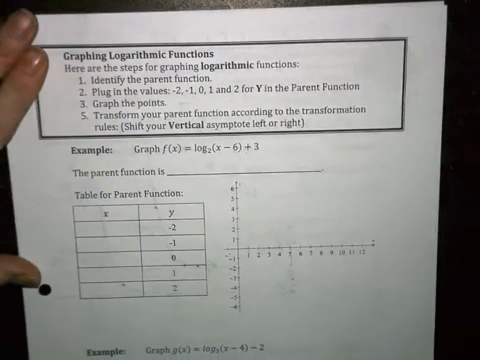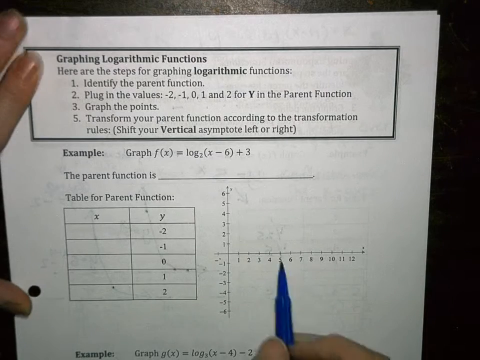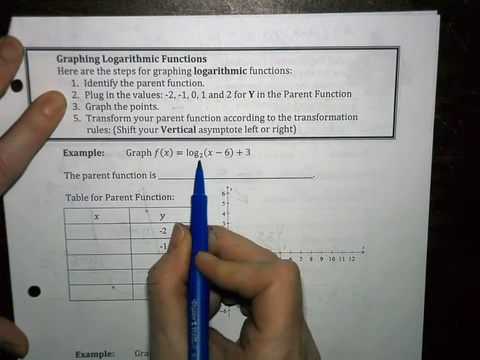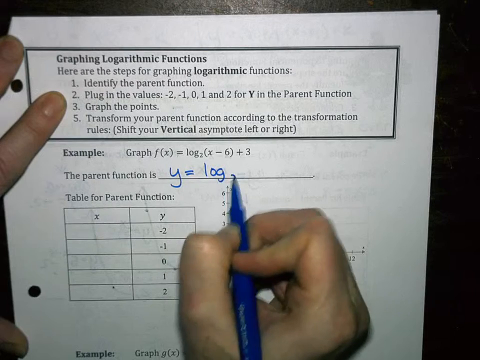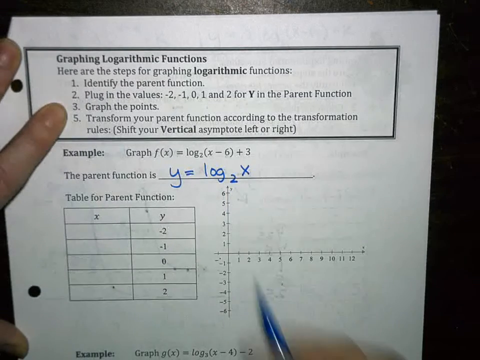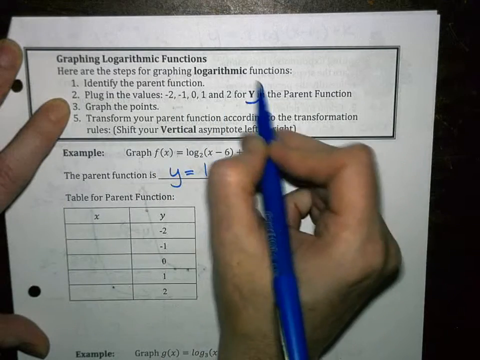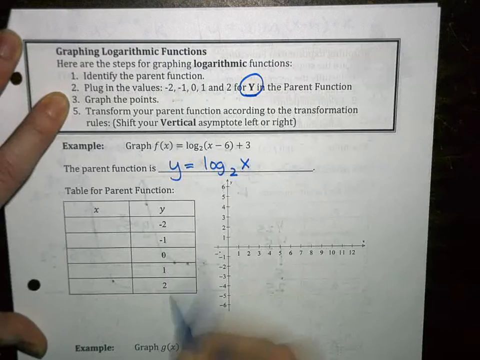So here we're going to graph logarithmic functions. They're the same in most ways, but slightly different. Let's look for the differences. We identify the parent function. So looking at this function, what's the parent? Y equals the log base 2 of x. Now, this is where we have a difference. We plug in these 5 values for y. So see that we plugged them in for y, not for x.